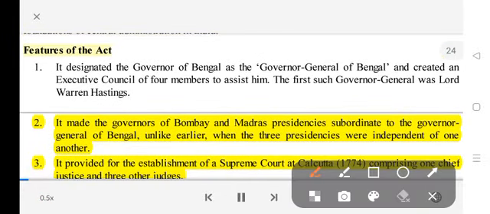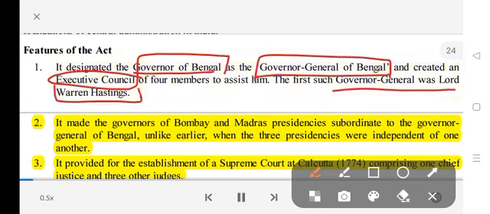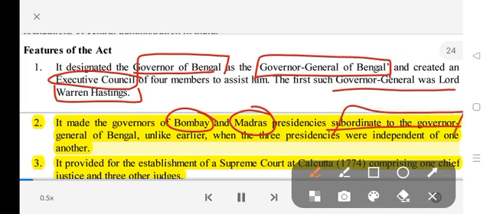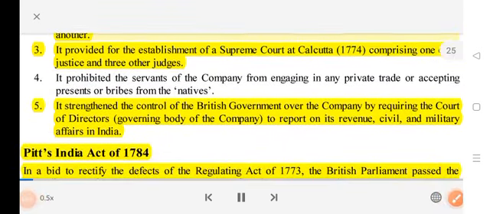Features of the Act. A. It designated the Governor of Bengal as the Governor General of Bengal, and created an executive council of 4 members to assist him. The first such Governor General was Lord Warren Hastings. B. It made the governors of Bombay and Madras presidencies subordinate to the Governor General of Bengal, unlike earlier, when the 3 presidencies were independent of one another.